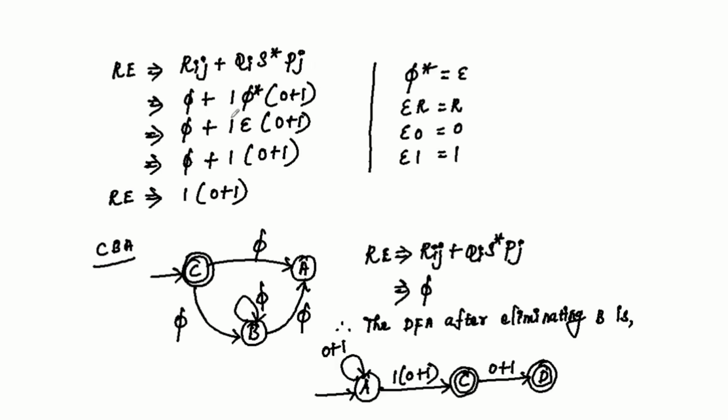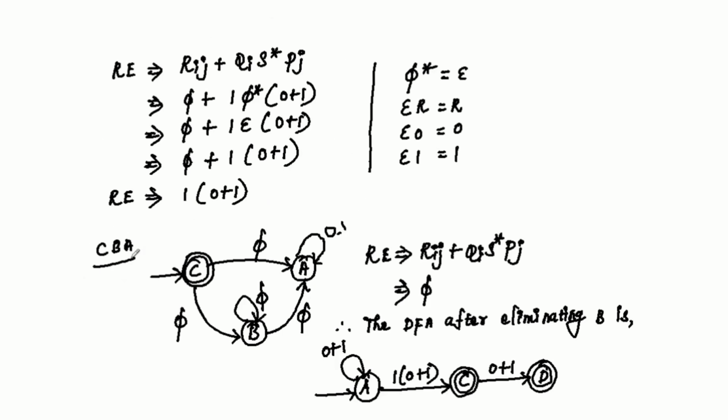Now simplifying the equation, null star, as we know, null star means epsilon, so here you write epsilon. So null plus 1 epsilon 0 plus 1. We know the formula epsilon r equals r, which means epsilon 0 plus 1 is 0 plus 1. Here you write null plus 1 of 0 plus 1. When you add with the null, you will get the regular expression 1 of 0 plus 1. We have done the first possibility.